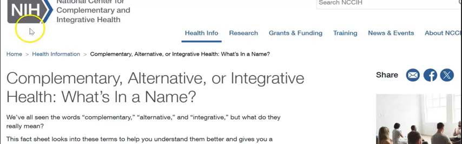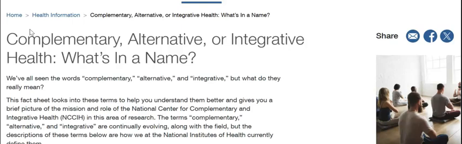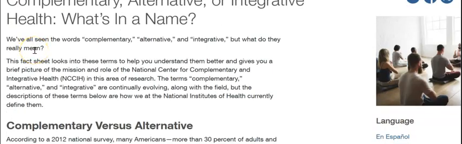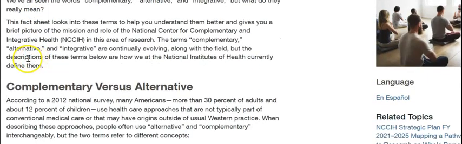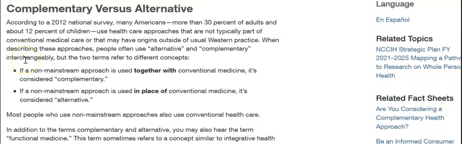So you're going to start by reading this information on what does it mean when we use the terms complementary, alternative, or integrative health. Are those all the same? Are they different? How do they differ? So you're going to read through and better understand what we mean when we say complementary and integrative health. So please do read through this information on this website.